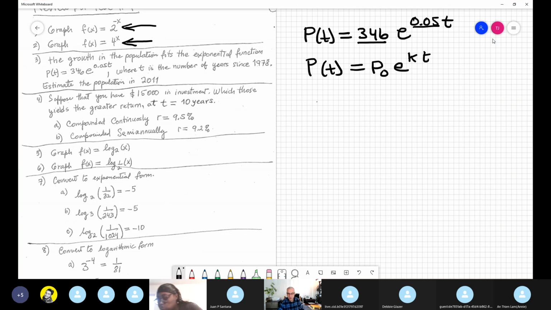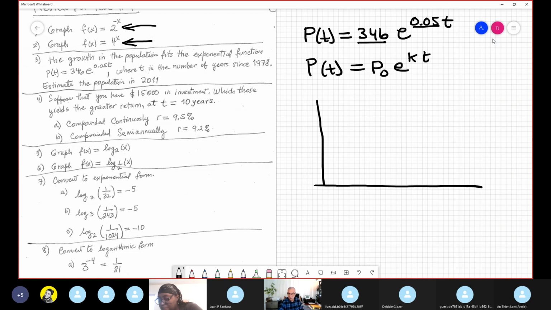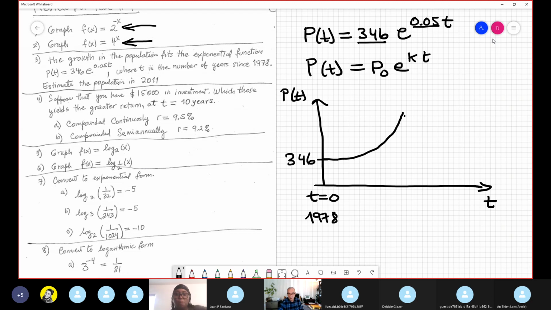Okay. Let me make a graph for interpretation. For me, it's good to do the graph because one picture is much better than 1,000 words. So at the beginning, t equals 0, which in our application is 1978, we have 346, which is P null, the initial population. Now the population increases exponentially like that. I need to investigate what's going on at 2011. I need to find the population here. This is our unknown, and the equation for this curve is given. So it's super easy.